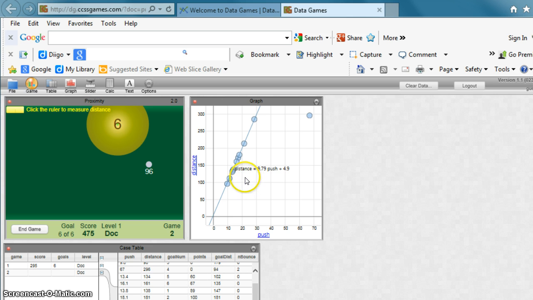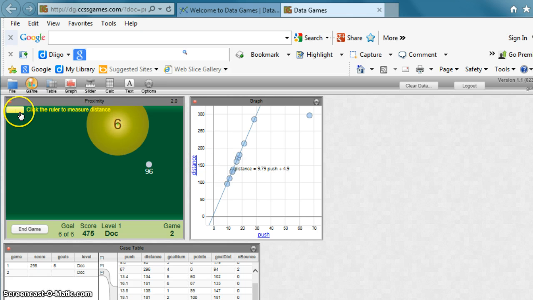My equation is distance equals 9.79 times the push plus 4.9. Do you recognize this algebraic form? It's the slope-intercept form that we've been using for linear equations, y equals mx plus b, where m is the slope and b is the y-intercept. The slope of 9.79 can be used to make a prediction.